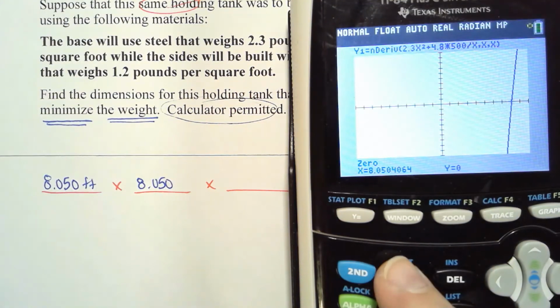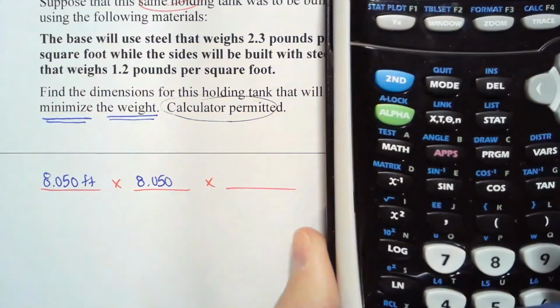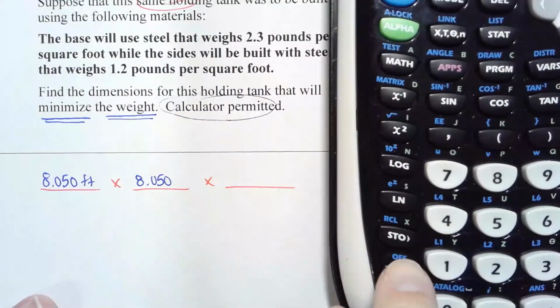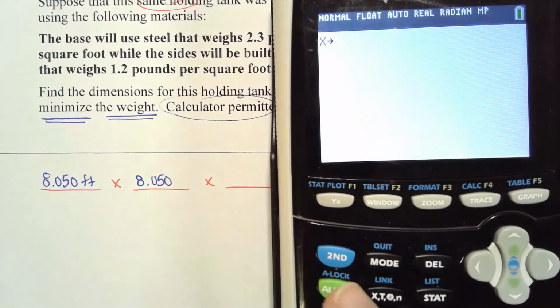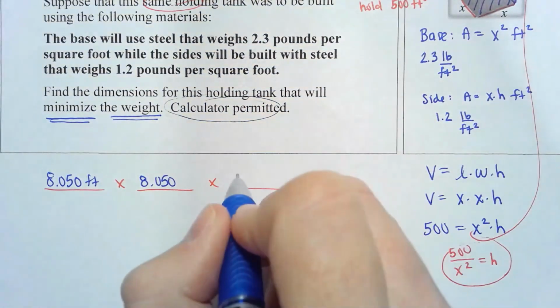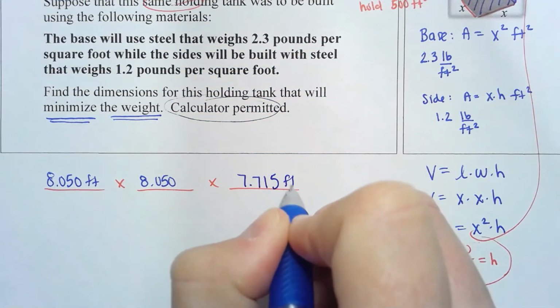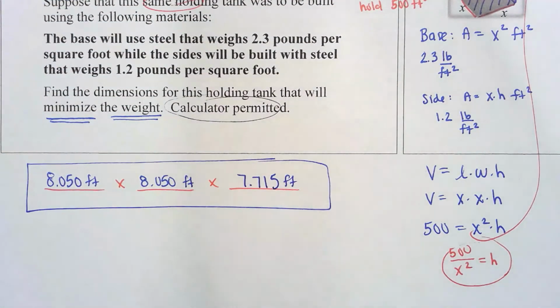So I'm going to quickly get out of here. I'm going to recall my x by hitting my x button, and then I'm going to store down here next to the 1. So I'm going to take x and store it for, and you pick any letter you want. I picked A, and I hit enter. So now I can do 500 divided by A squared, and now I know my answer is perfect. So 7.715. These are all in feet. Okay, there's my dimensions.